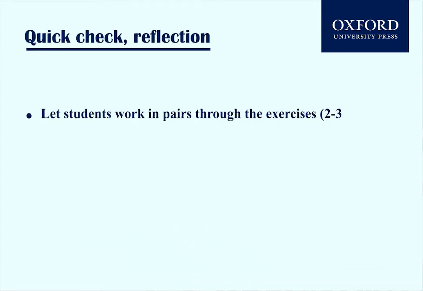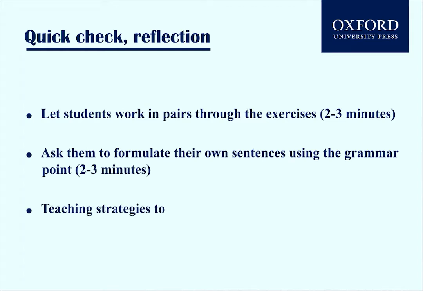To check the concepts, teachers might want to take students through a quick reflection where they work in pairs through the exercises given in the Grammar Tree book. These exercises take about 2 or 3 minutes each. Next, they would be asked to formulate their own sentences using the grammar point that has been taught, and the teacher might want to use some concept checking questions to start the students off with an example or a question. Again, that would be about 2 to 3 minutes.